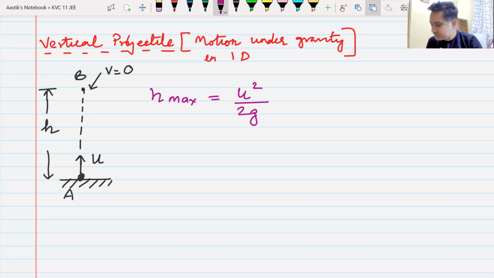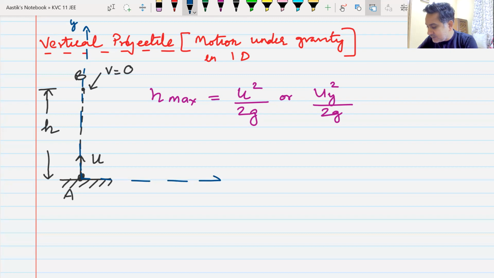If you remember, it was u square divided by 2g. That was what it was all about. Now, since this motion is taking place along the y-axis, instead of calling it u square by 2g, I could now call it uy square by 2g, because this velocity was along the y-axis. This has always been my y-axis, and this is my x-axis.